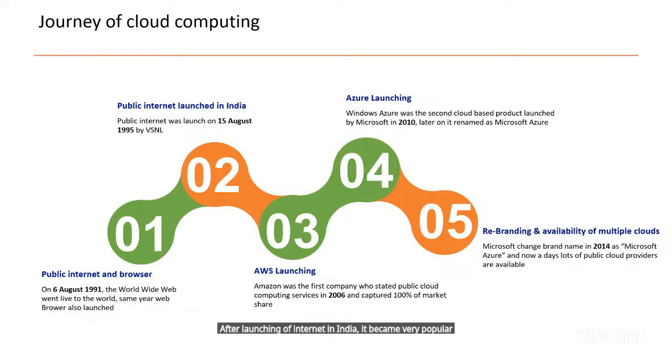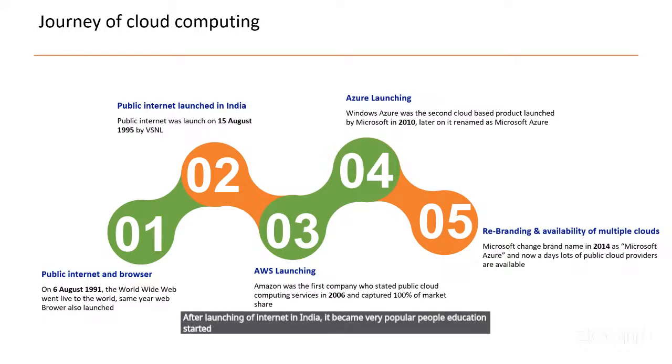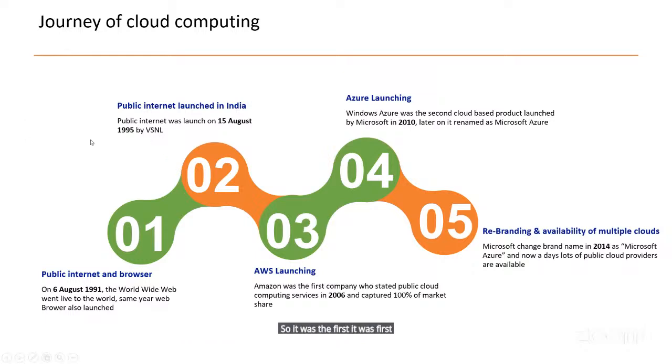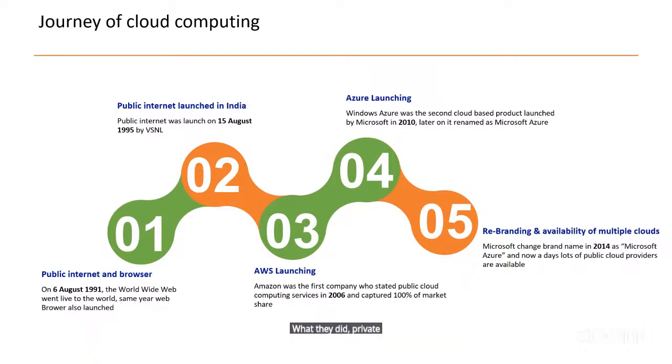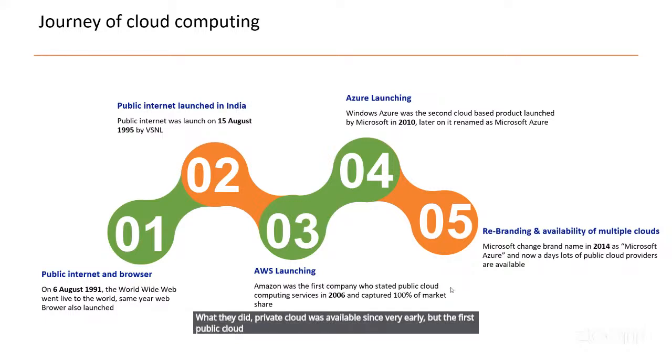People and education institutions started realizing that going forward, most of the resources and technology would be available on top of the internet only. This was just a sentiment or message in the market. It was first realized and opted for by a company named Amazon. Amazon launched the first public cloud computing product in 2006. Private cloud was available since very early, but Amazon launched the first public cloud computing in 2006. After the launch of Amazon AWS, it became very popular.